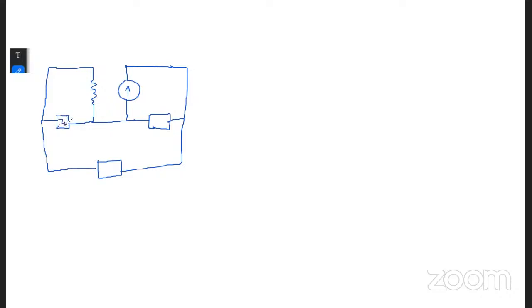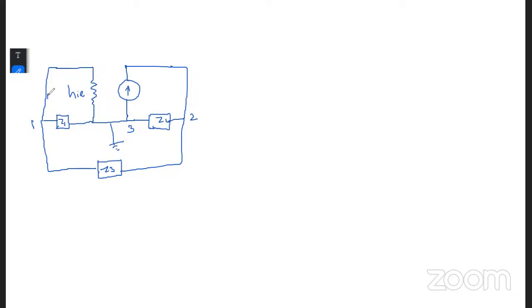So this will become Z1. This will be Z2. This is Z3 here. So this is HA. And the terminals here, it will be the first terminal. This will be the second terminal, and this is the third terminal, which is grounded at this point.